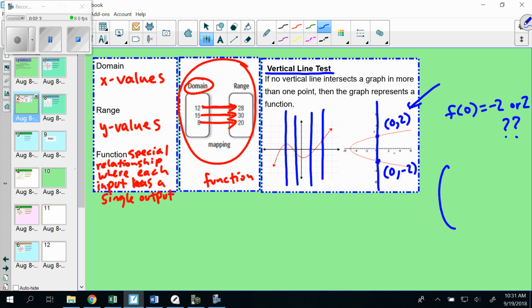If we looked at it in a mapping situation, if we had 0 here for our domain and our range over here, we have two lines coming out of 0. That's not a single output for this input. There's two outputs. That's not a function.